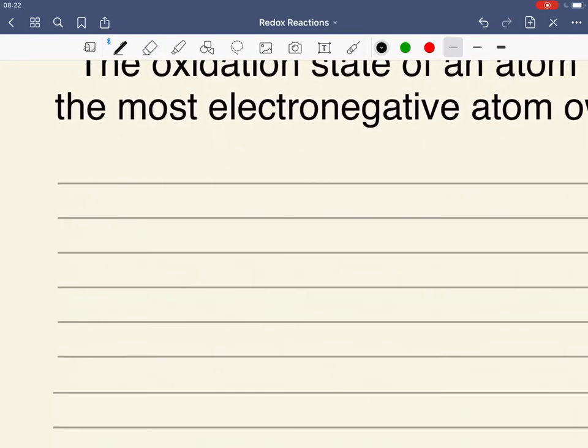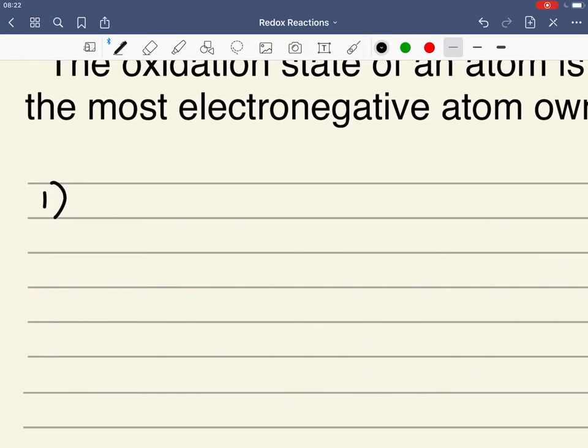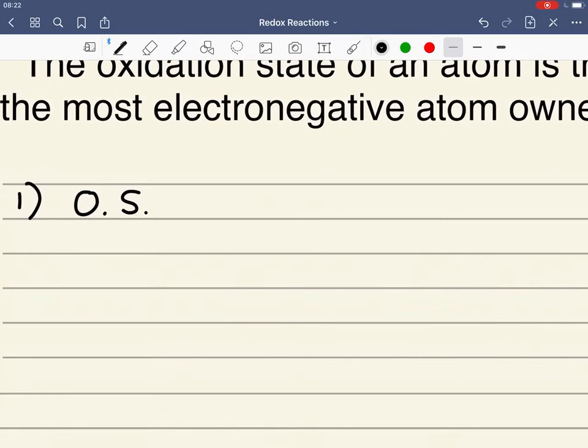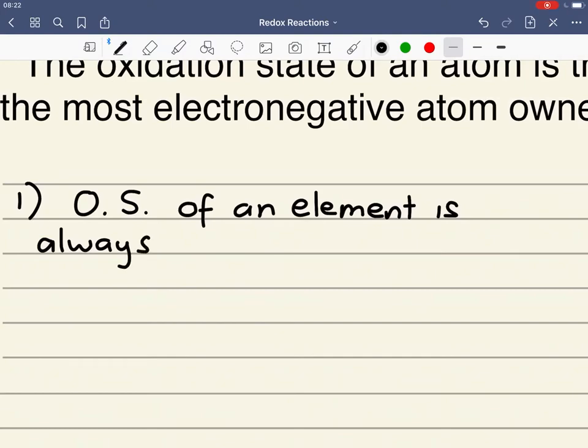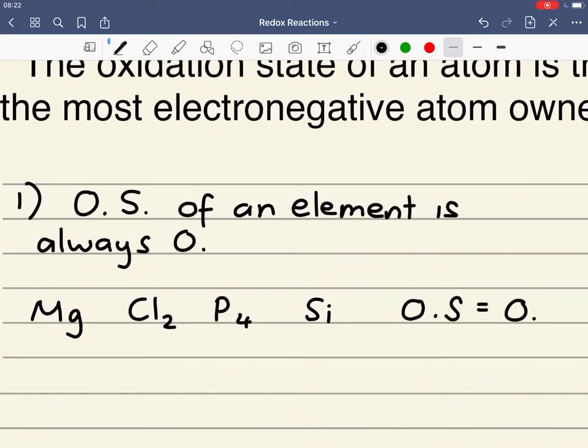The first rule of assigning oxidation states is, and I'm going to use shorthand OS for oxidation state, the OS of an element is always 0. So for example, magnesium, chlorine, phosphorus, silicon, and so on, the oxidation states are always equal to 0.